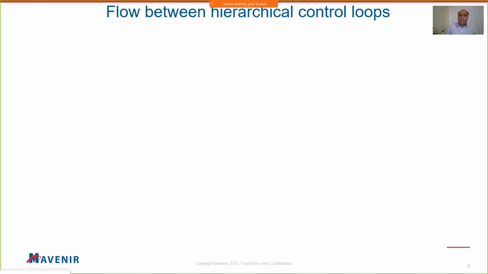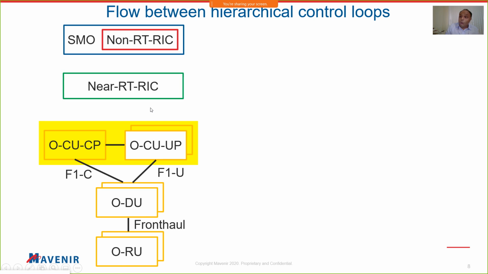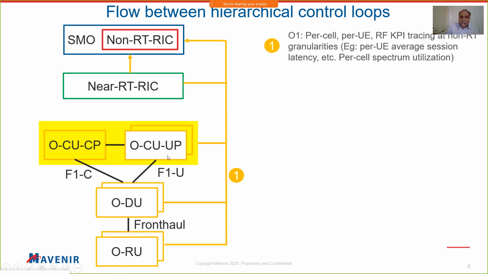So this is the Open RAN architecture. Let's look at the flow between the hierarchical control loops of the Open RAN architecture. Now we have the Open RAN compatible baseband units, what we saw on the previous slide, and you have the Open RAN RIC components. Trace data is sent from these Open RAN compatible baseband units to the SMO via the O1 interface. This trace data includes both cell level traces as well as user level traces.